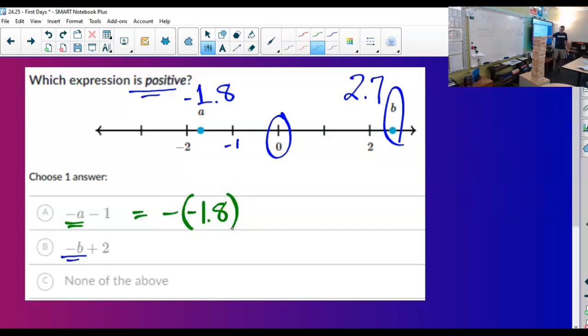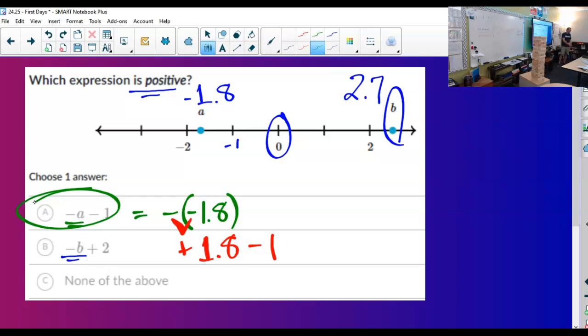So this is the opposite of negative 1.8. So guys, what's the opposite of a negative? You don't even have to have a number out here. What happens with minus a negative? Turns into a positive, turns into plus. So this is really positive 1.8 minus 1. What would 1.8 minus 1 be? Would that be positive or negative? It's positive 0.8. So yeah, this would actually be the right answer here. It would end up being positive 0.8.